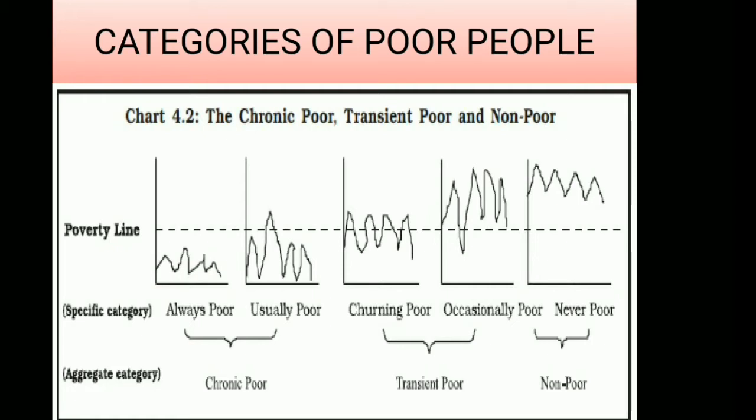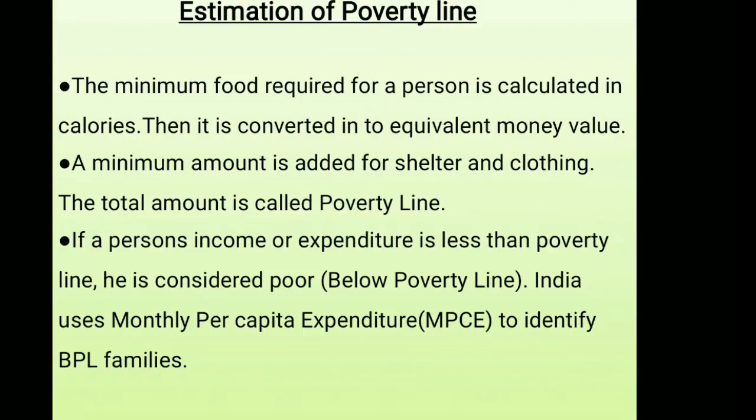In churning poor, the people always move in and out of the poverty line, but in occasionally poor, most of the time they are above the poverty line. Due to some bad luck or some patchwork of bad luck, they are below the poverty line. And the non-poor category people are never around the poverty line.